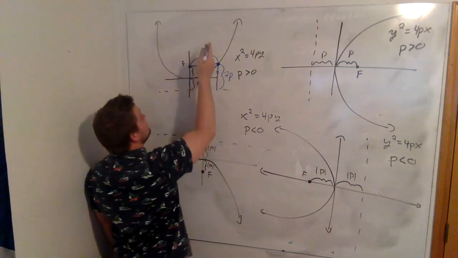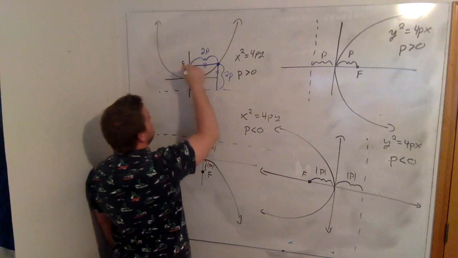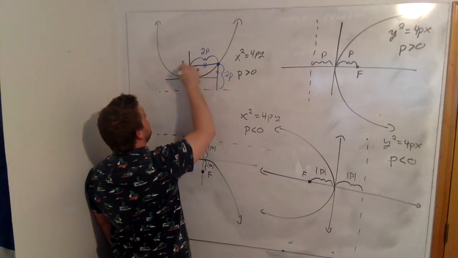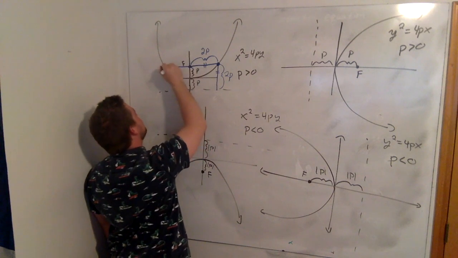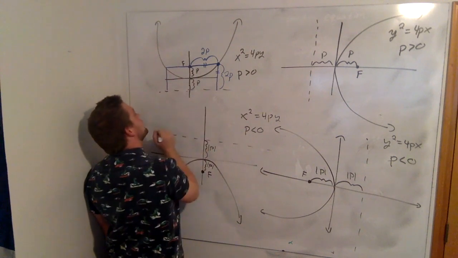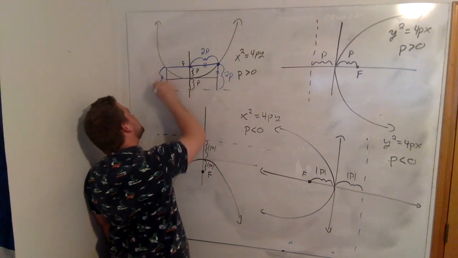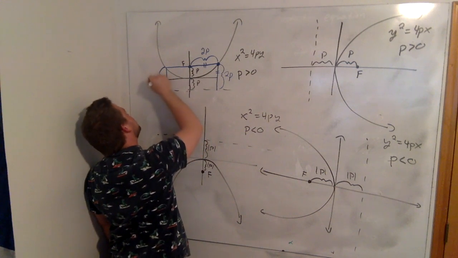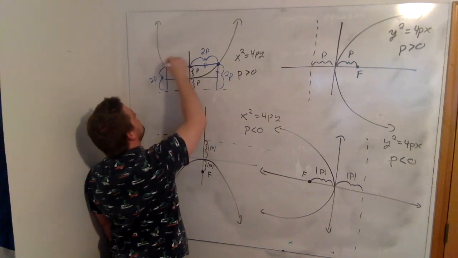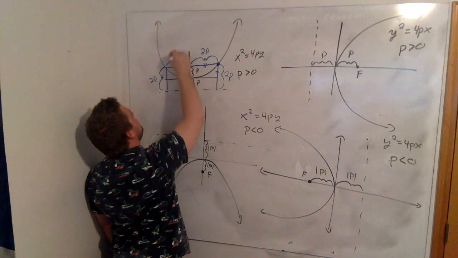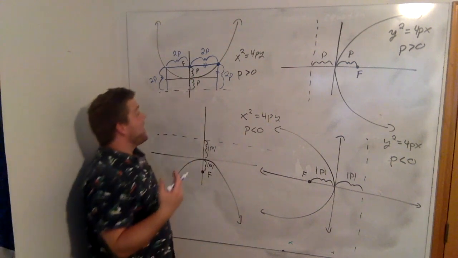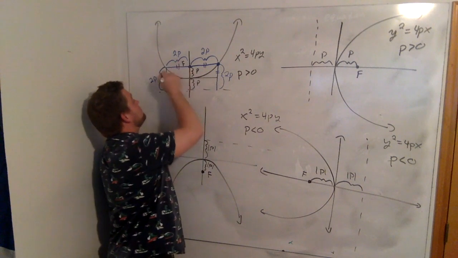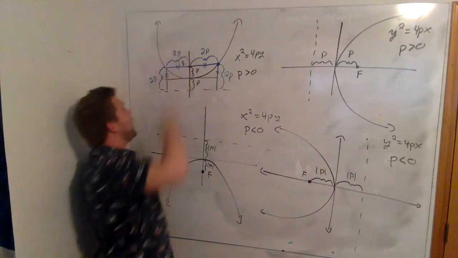Also, because the graph is symmetric, I guess we could think about it like this. If we were to travel this way, and we wanted to know what this physical distance is, well, that's the same as this distance right here. If this distance here is 2p, then this distance here is also 2p. This is one reason, again, why parabolas are symmetric about the y-axis.